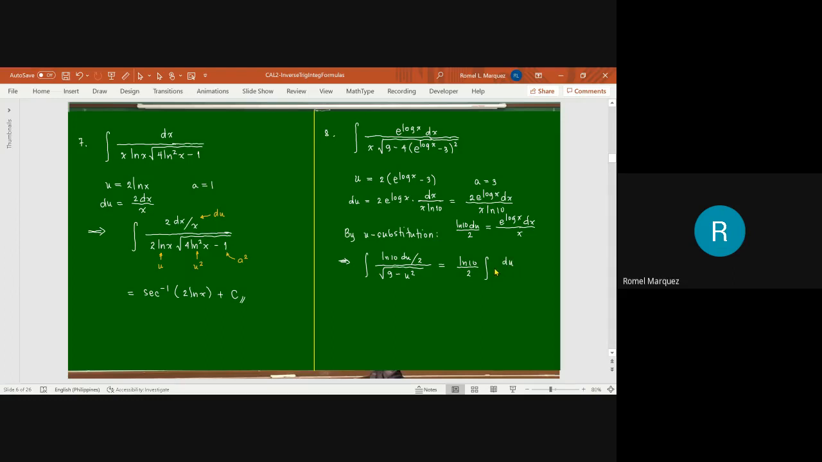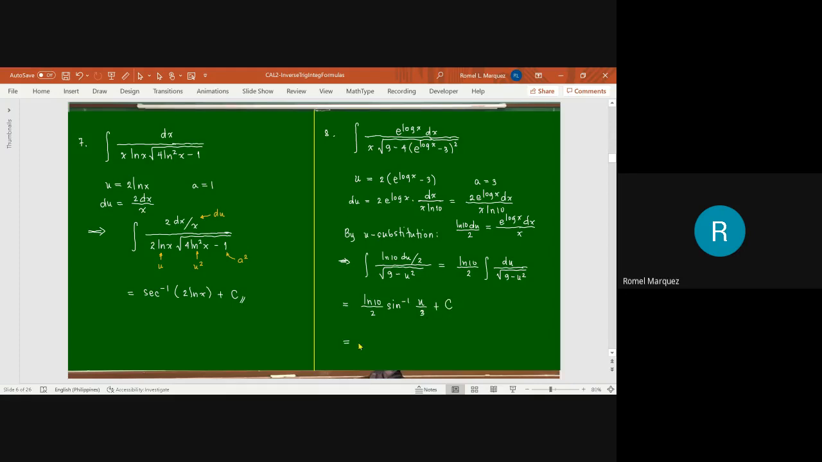du over the square root of a squared minus u squared. There, it's now in the format. So what's the answer, guys? ln 10 over 2 inverse sine of u over a. Our a is 3, plus c.